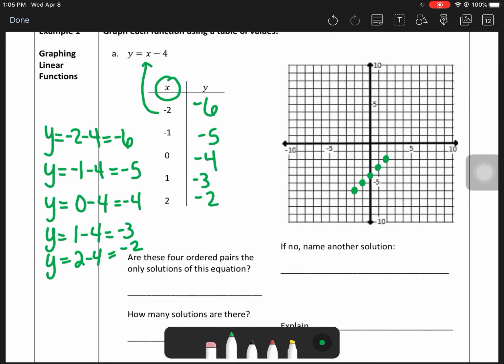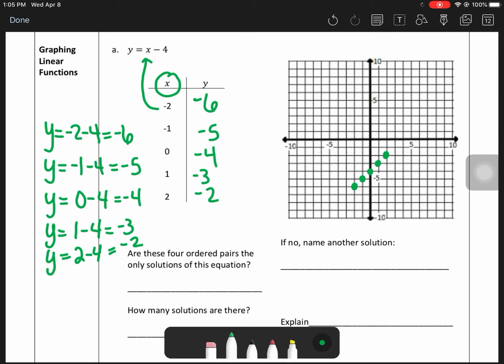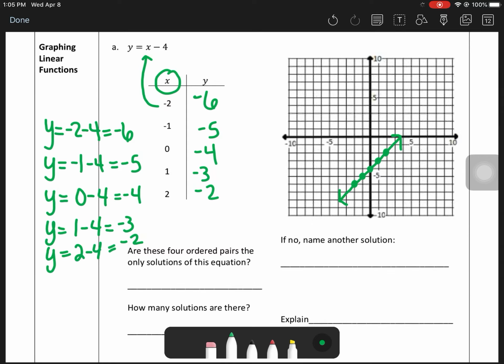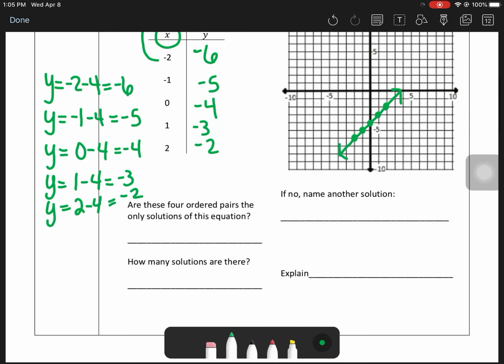So then we're going to graph the linear function by drawing a line through those points, and make sure you put arrows on both ends to show that it is a line and that it goes infinitely in both directions.